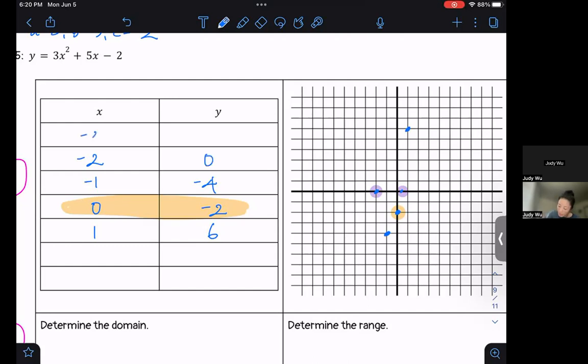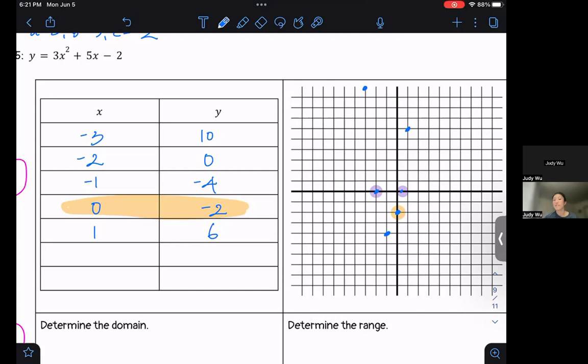Let's try plugging in negative 3 and see what we get, all right? Negative 3, if we plug it in, we get 3 times 3 times 3, which is 27, minus 15, minus 2, and that gives us 10. So I could plot that all the way up here, okay?